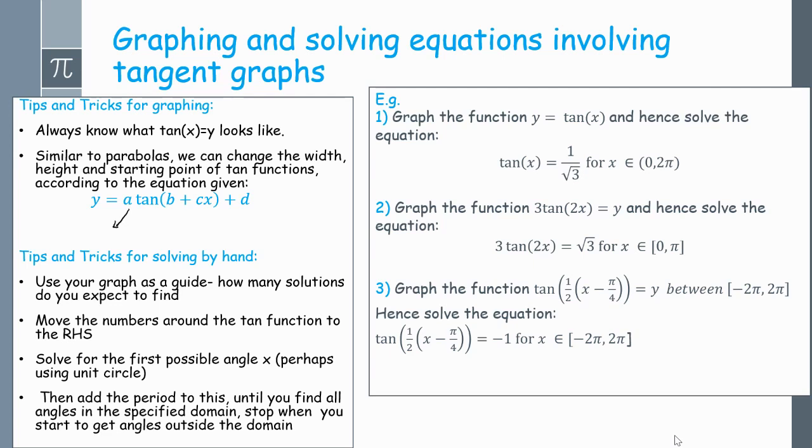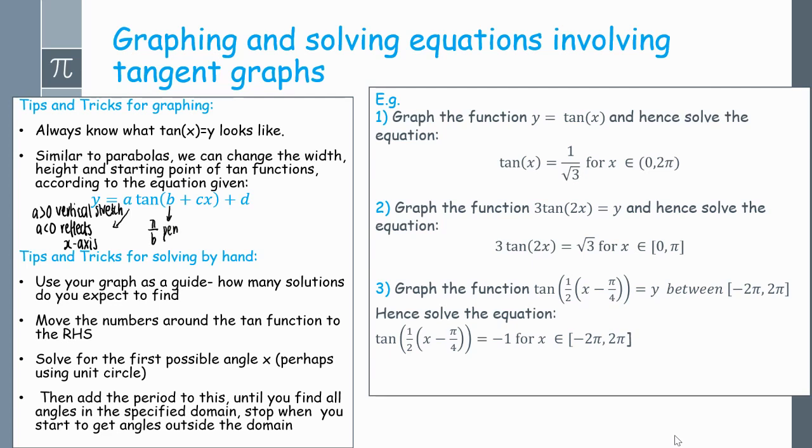Then similar to parabolas, we can change the width, height, and starting point of tan functions according to the equation given. If we have y equals a tan(bx plus c) plus d, a could reflect the tan graph if it's less than 0, and it also tends to stretch it vertically, or I guess slow the pace of the graph down or speed it up. This we normally don't pay much attention to because the graph will always go towards infinity.